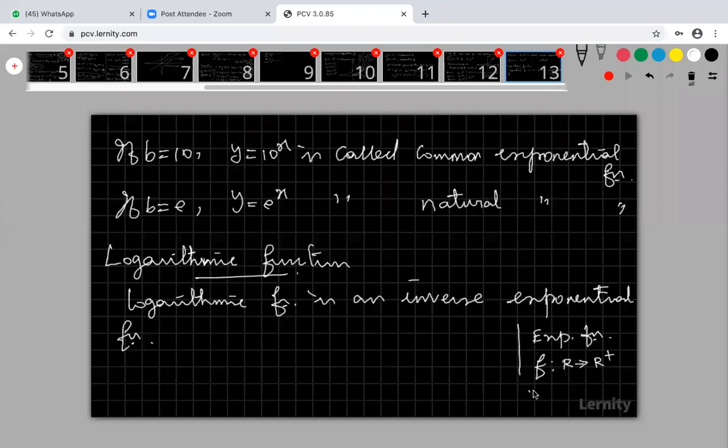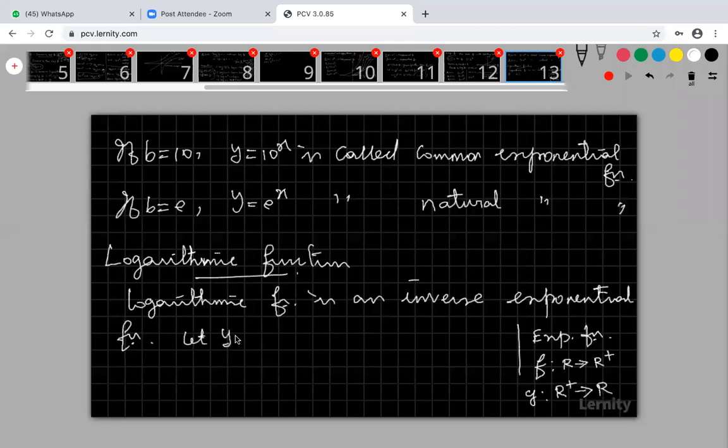What is the inverse of this function? How to define the inverse of this function? G as the inverse of F means how to define it. It is defined from the range of the function to its domain. Therefore, my logarithmic function is defined from R plus to the set of all real numbers R.